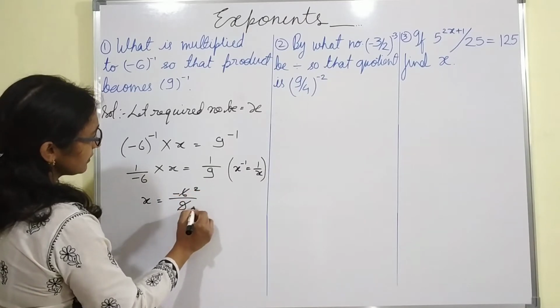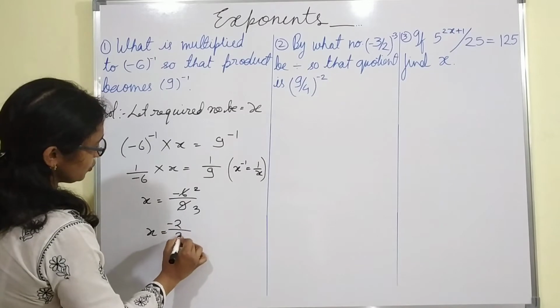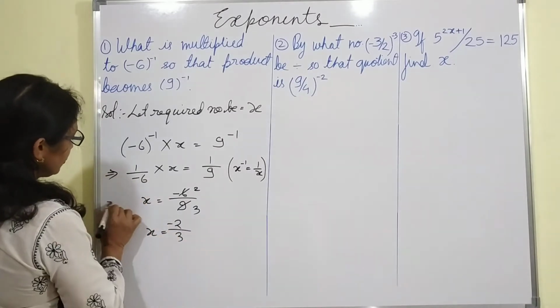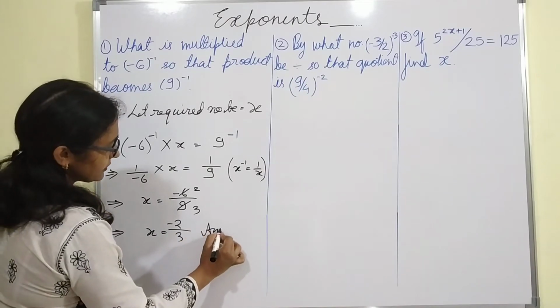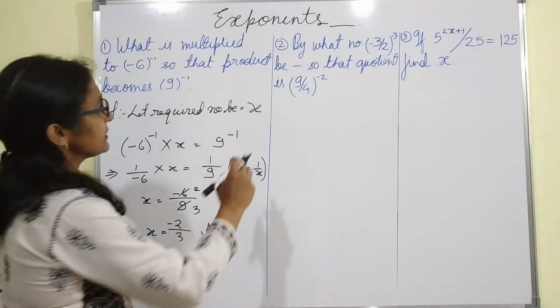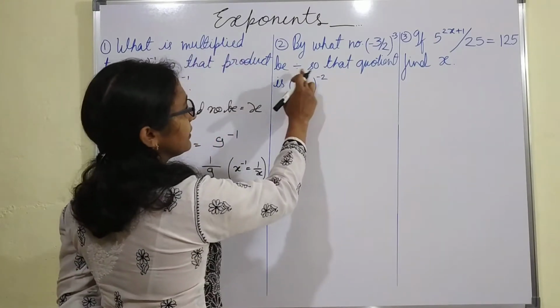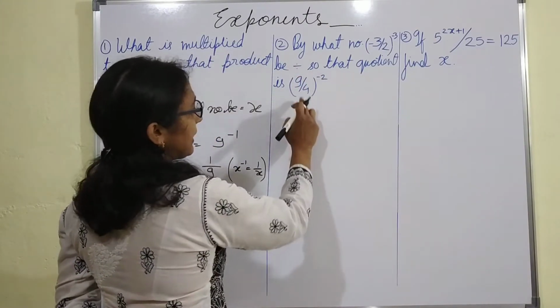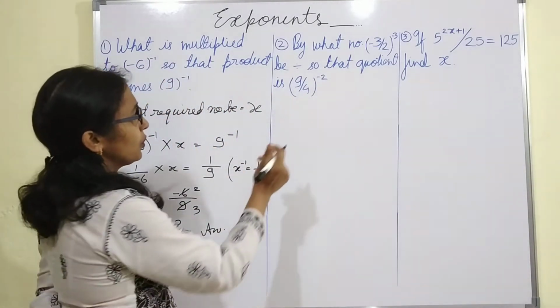3 2s are 6, 3 3s are 9. So the value of x is minus 2 upon 3. So the required number is minus 2 upon 3. It's your answer. Now the second question: by what number should this be divided so that the quotient is 9 upon 4 power minus 2.